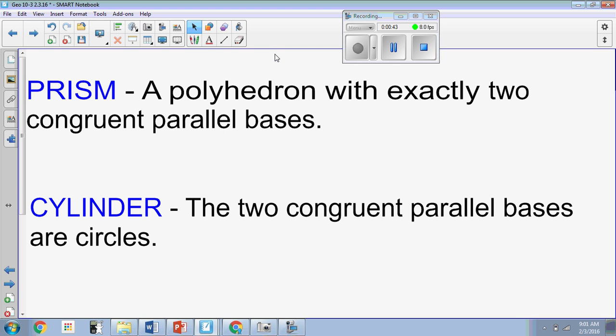So first, the couple of things we want to talk about today with section 10-3 are the figures that we're going to be looking at, prisms and cylinders. A prism is a polyhedron, which is just a three-dimensional object with polygons on the sides, with exactly two congruent parallel bases.